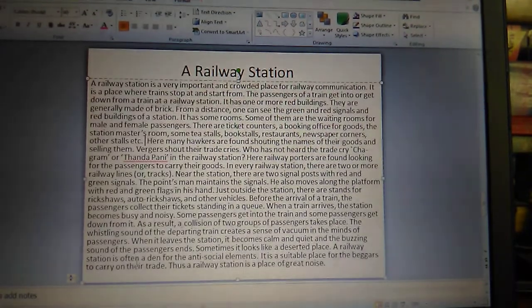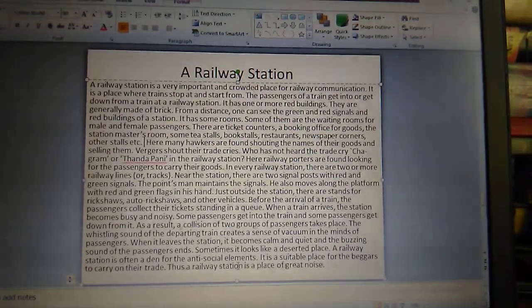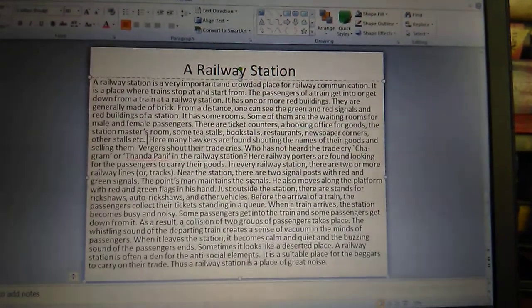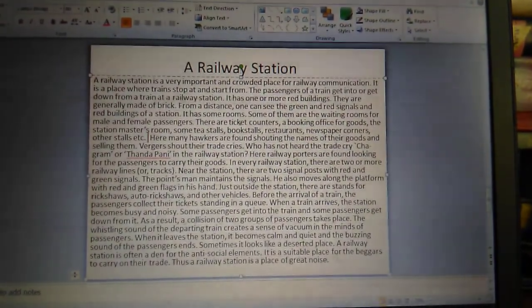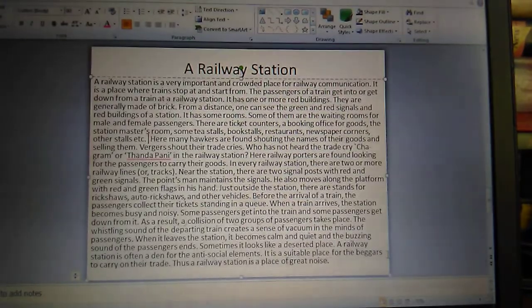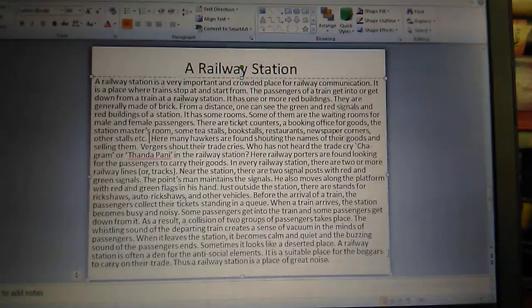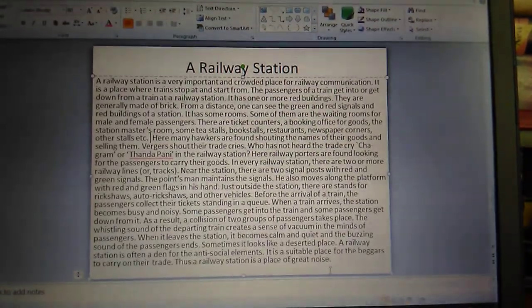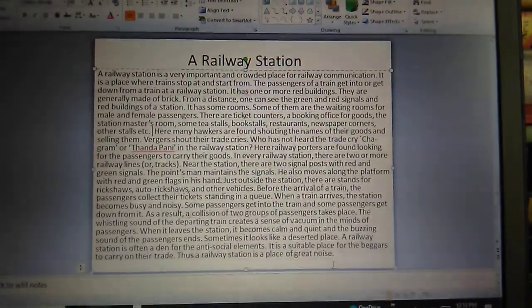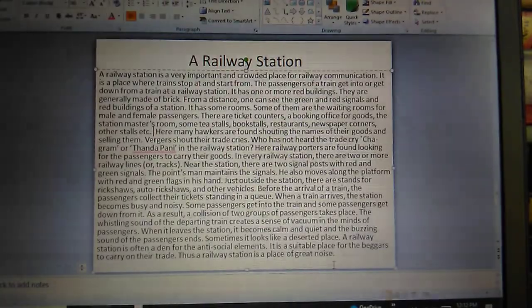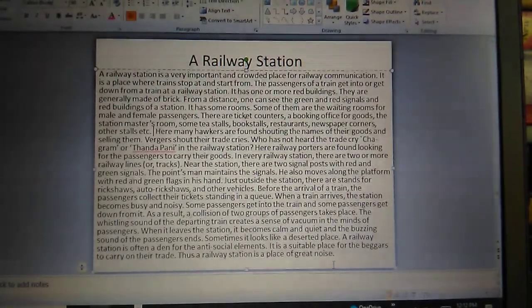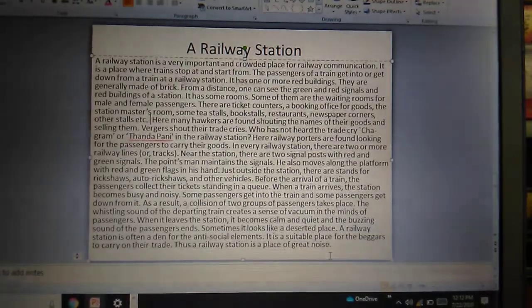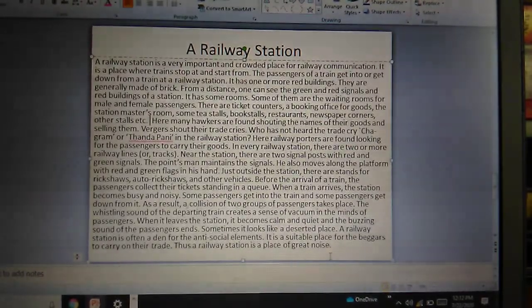A railway station is often a den for antisocial elements. Sometimes it is isolated, so there are some hijackers there. It is a suitable place for beggars to carry on their trade. Beggars also beg there. Thus, a railway station is a place of great noise. We will state that it is a very important and crowded place for railway communication, and thus a railway station is a place of great noise.